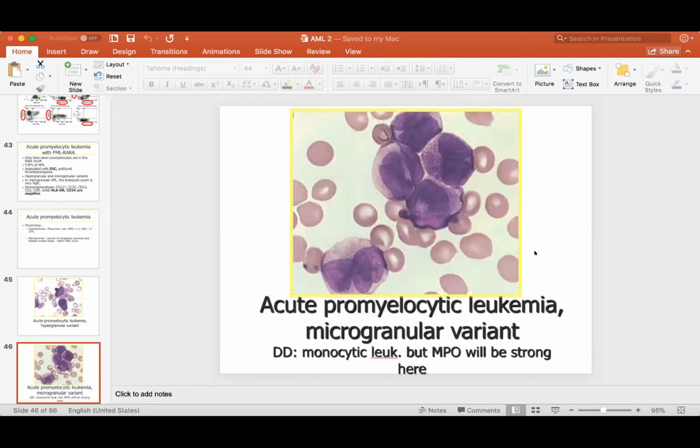And the differential diagnosis here is with any monocytic differentiation. The easiest way to do that is to do the markers. These are myeloblasts or promyelocytes, so the myeloid lineage. So they will stay positive with myeloperoxidase, but monocytes will be or should be negative. And then you can do the NSE and other stains for the monocytes to confirm.